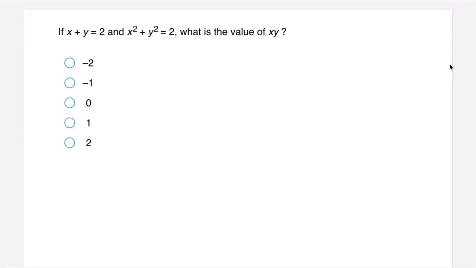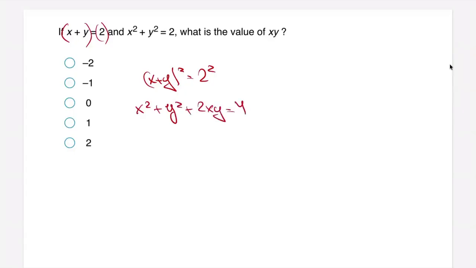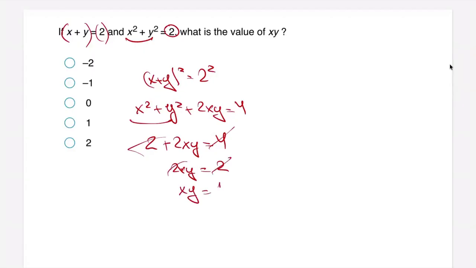Like, I will square here and here. X plus y squared is equal to the square of the first one plus the square of the second one plus 2 times the first one times the second one, which is equal to 4. Look, I have x squared plus y squared plus 2xy is equal to 4. So 2xy is equal to 4 divided by 2, that is 2. Xy is 2 divided by 2, that is 1.